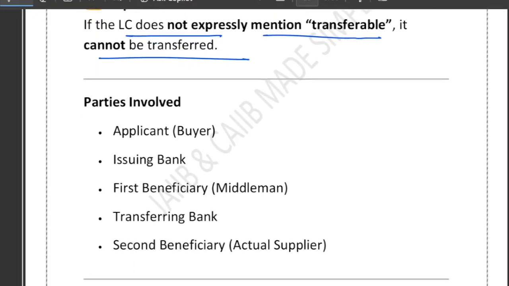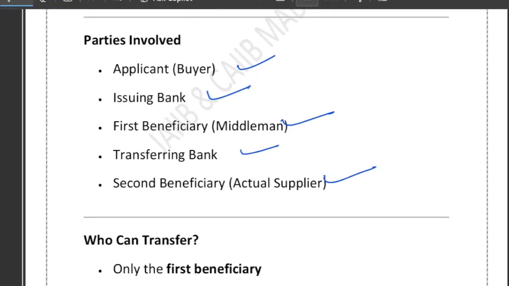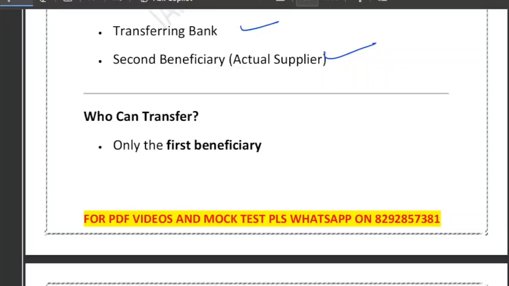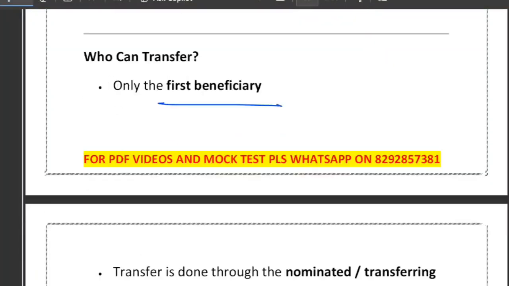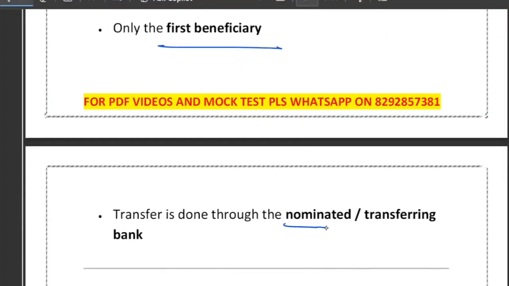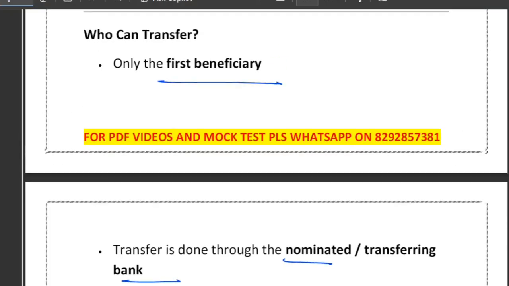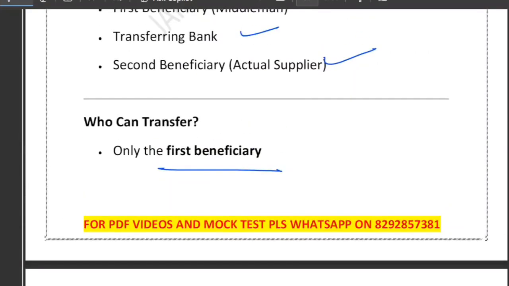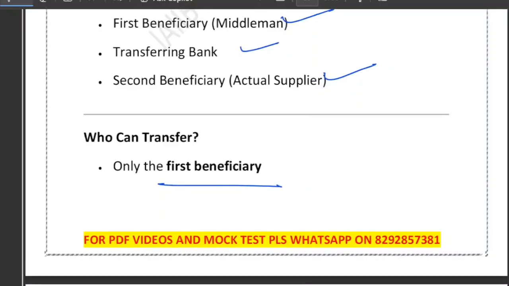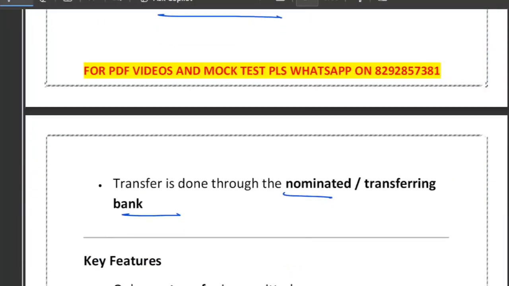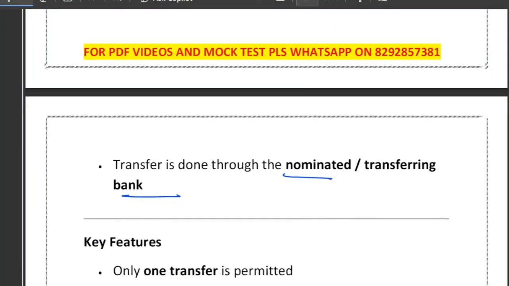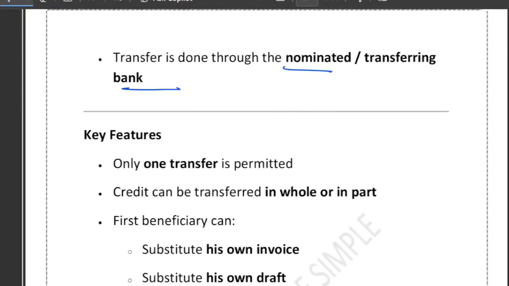Who are the parties involved in the transferable letter of credit? Applicant, issuing bank, first beneficiary, transferring bank, and second beneficiary. So these are the 5 parties involved in the transferable LC. Now, who can transfer the LC? Very, very important: only the first beneficiary can transfer, and the transfer happens through the nominated or transferring bank only. This is a very important point. Lots of questions are asked every year on who can transfer the LC. So please remember the answer: only the first beneficiary can transfer, and that too through the nominated and transferring bank.